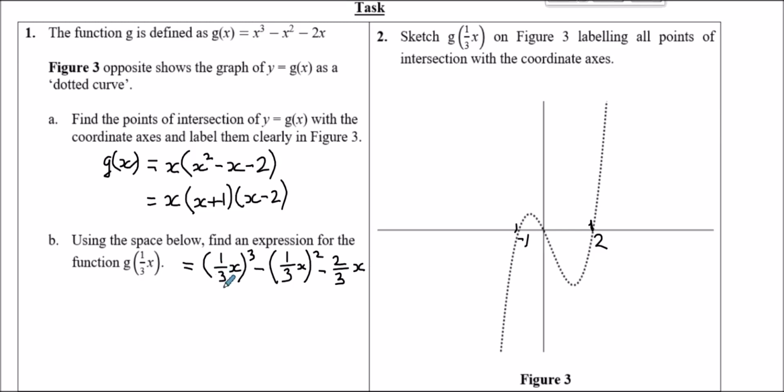So let's expand this out. So 1/3 cubed is 1 cubed, which is 1, over 3 cubed, which is 27, x cubed. Then minus 1/3 squared, 1 squared is 1, 3 squared is 9, x squared is, well, x squared, minus 2/3 x. So now we've got a bit of a mess really, but not for long. We can neaten this up.